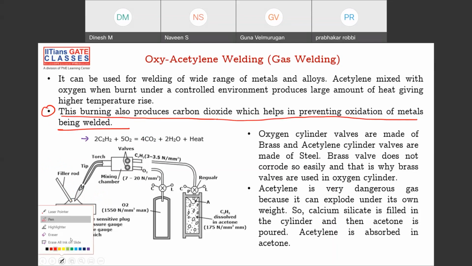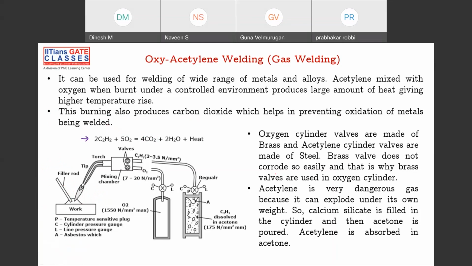Okay, fine. Now, why are we using acetone and then mixing acetylene? Because acetylene is very dangerous under its own weight, so it can explode. So you fill in calcium silicate and then acetone, and then acetylene is absorbed into acetone. That is the reason, so that acetylene is not directly filled into the cylinder. Acetone is filled, and then acetylene is absorbed into acetone. That is what you have to understand.